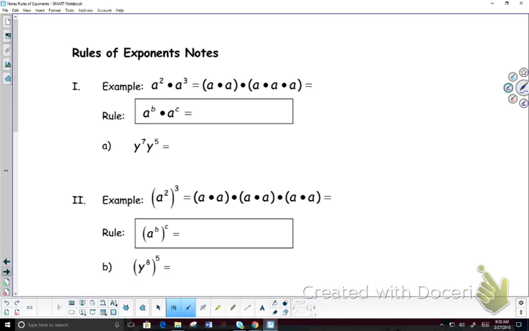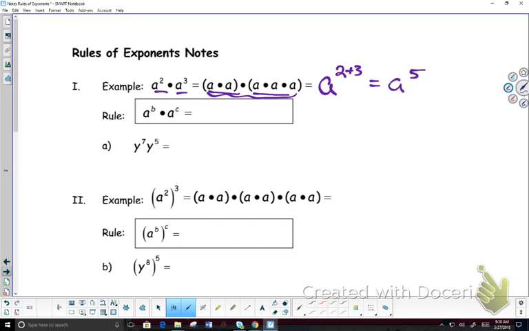Example 1 has a squared, and you'll notice a squared is a times a, and then they have a cubed, which is a times a times a. Right here, between the two of these, you are multiplying 5 a's. Well, that first rule is if you are multiplying like bases, and our like base is a, then you add the exponents. In other words, we could do 2 plus 3. So we get a to the 5th.